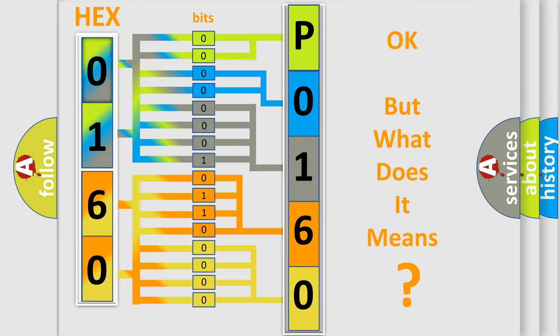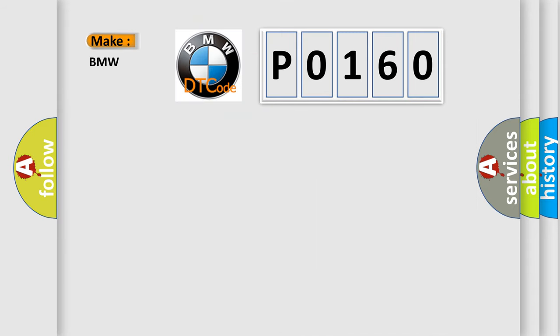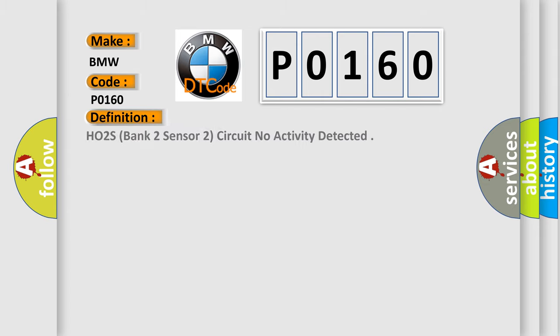The number itself does not make sense to us if we cannot assign information about it to what it actually expresses. So, what does the diagnostic trouble code P0160 interpret specifically for BMW car manufacturers? The basic definition is HO2S bank 2 sensor 2 circuit no activity detected.